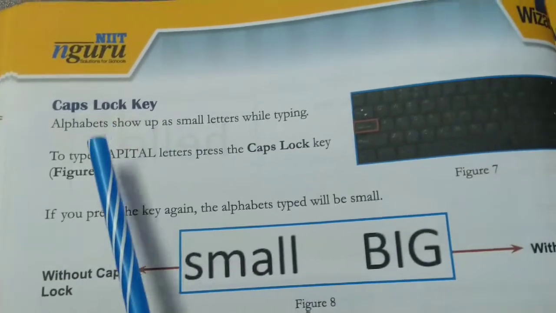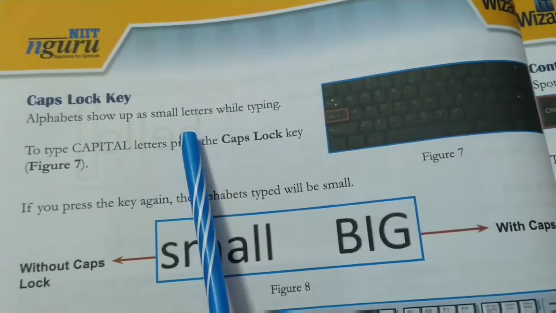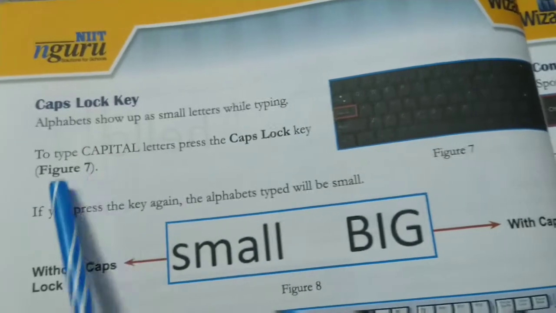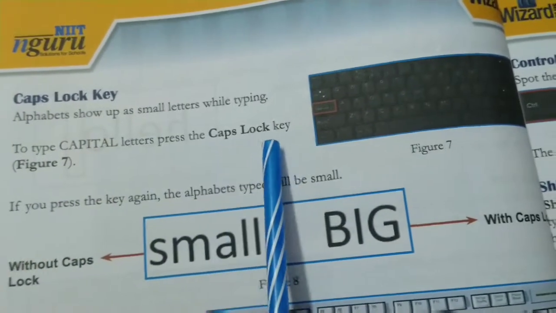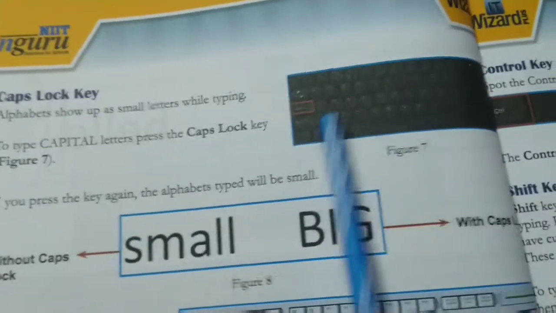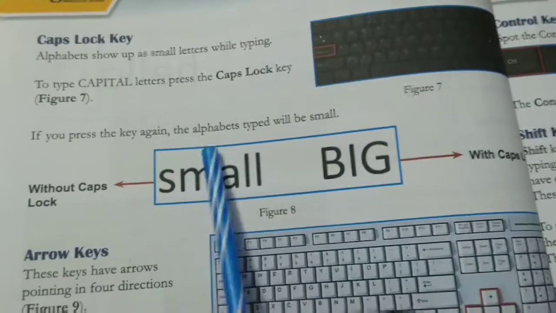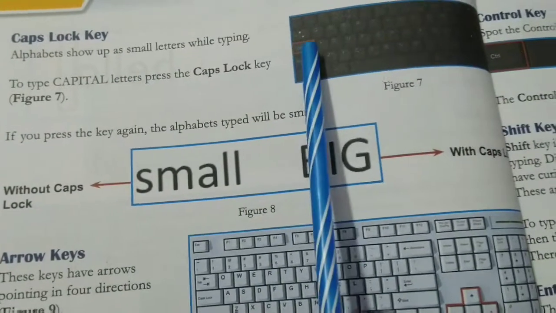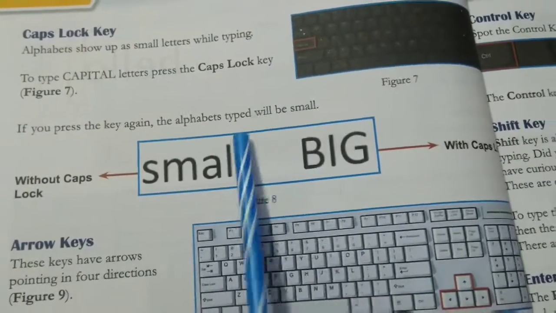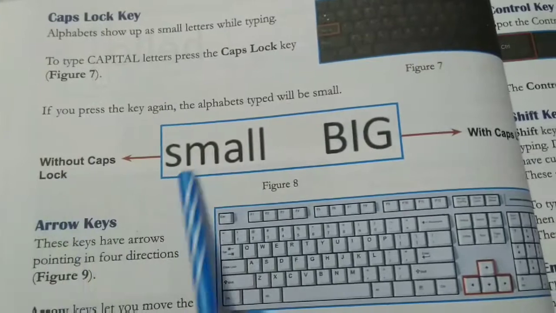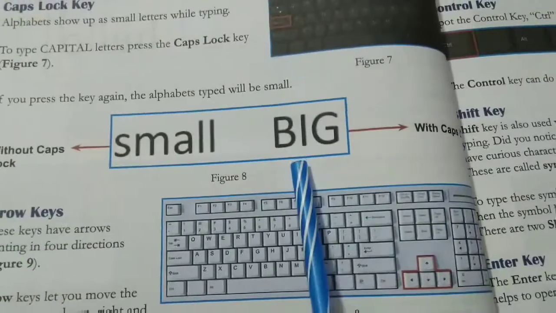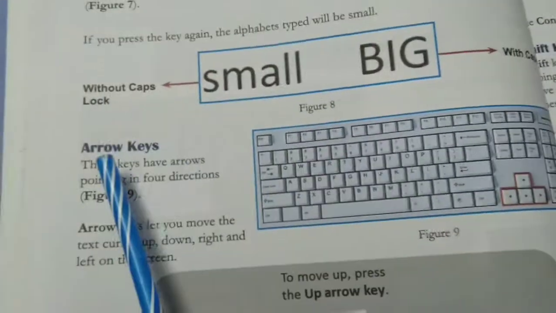Caps lock key. Alphabets show up as small letters while typing. To type capital letters, press the caps lock key. Figure number 7. If you press the key again, the alphabets typed will be small. Without caps lock, this one. With caps lock, this is the capital letter.